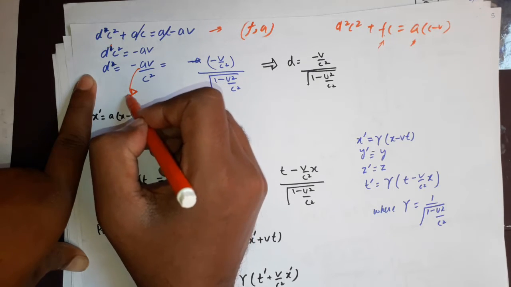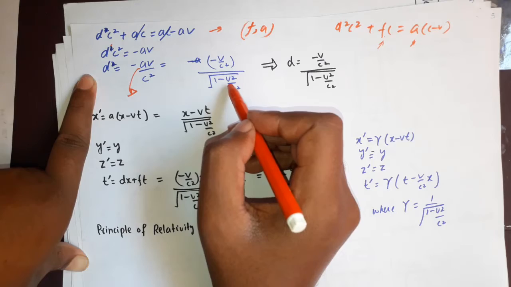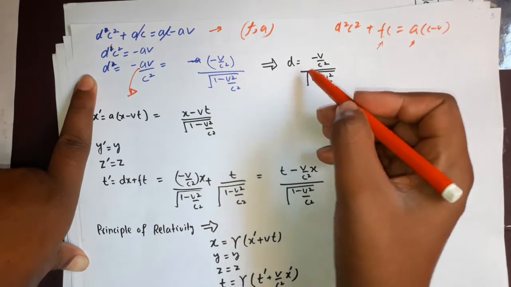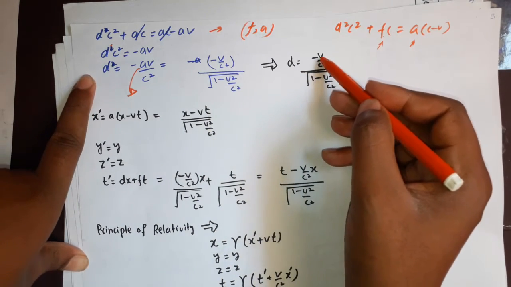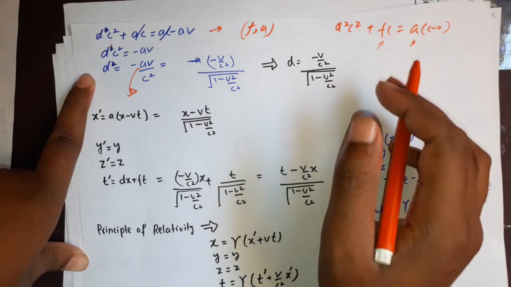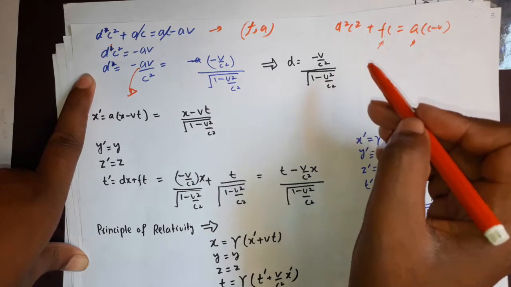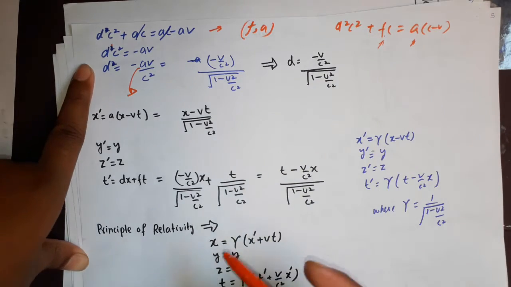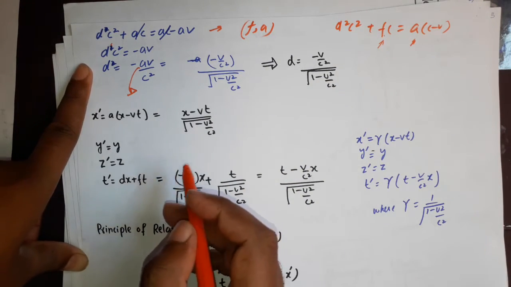So I can put the value of a, which is basically 1 over 1 minus v squared by c squared. This gives me d is equal to minus v by c squared divided by 1 minus v squared by c squared. So we have found all the values. We have found the value of a, d and f.